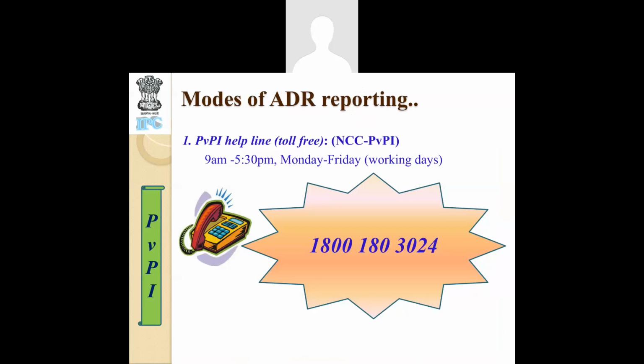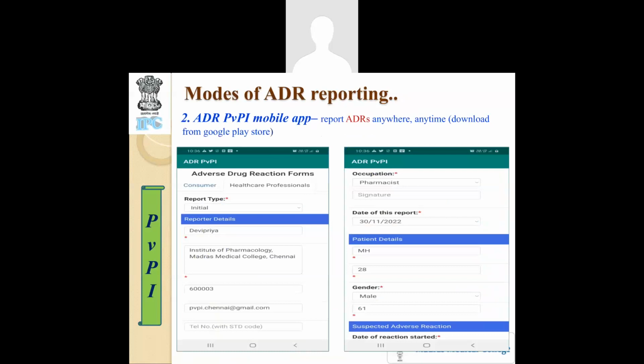I told you this toll-free number is available especially for the patients. Even you also can report, but as healthcare professionals, we need not go for this option. We can directly fill up the ADR reporting form. This is the toll-free number, 1800-180-3024, Monday to Friday, 9 to 5:30 p.m. We can report using this one. And this is the ADR PVPI mobile app. You can see here consumer on the left side, the image you can see.